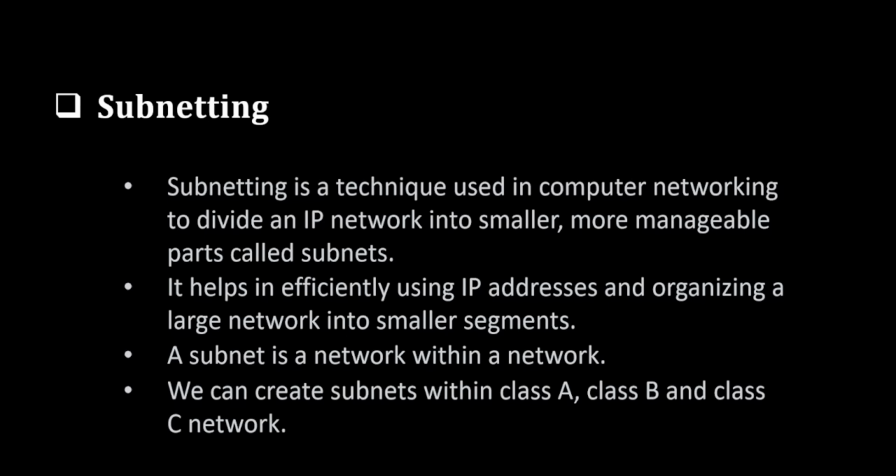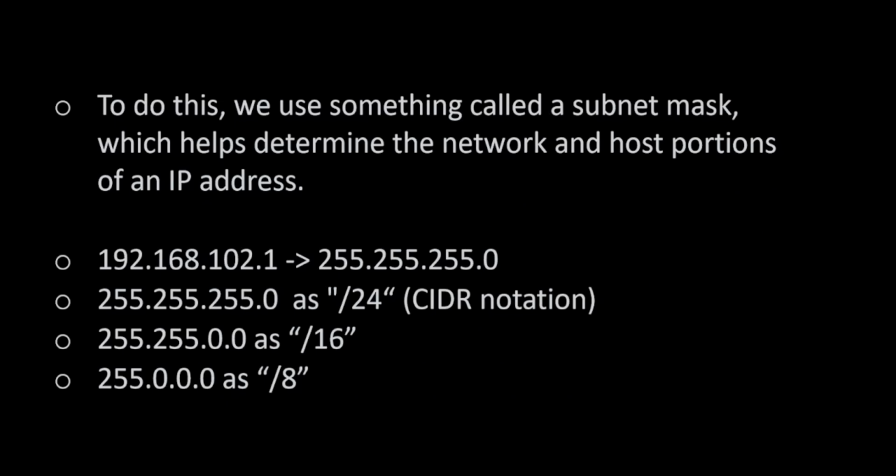Subnetting is like dividing a larger piece of land into smaller plots, and it helps manage and organize IP addresses efficiently. We can create subnets within Class A, Class B, and Class C networks. Hope you know what Class A, Class B, and Class C networks are. To do this, we use something called a subnet mask, which helps determine the network and host portion of an IP address. So if I ask you what is the network portion and what is the host portion in this IP address: with the subnet mask 255.255.255, this is the network portion and the 0 is the host part.